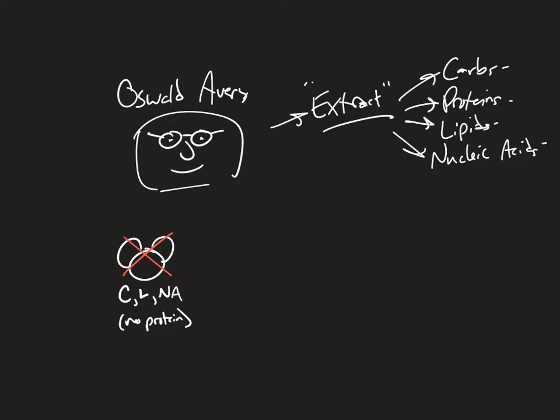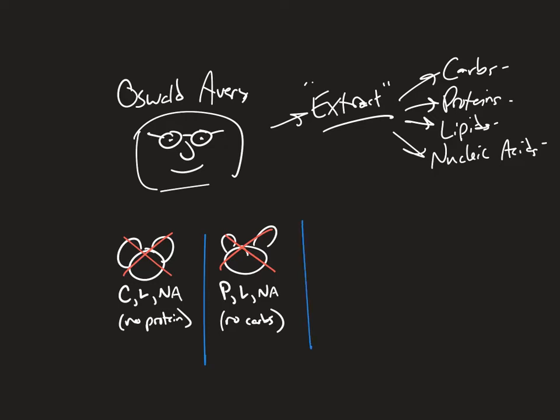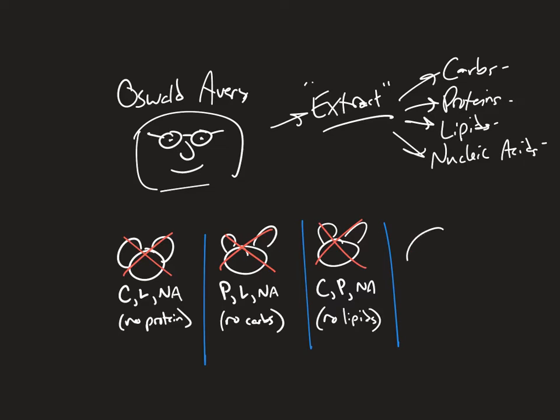So he tries something different. All right, now takes another mouse. He hits this one with proteins, lipids, nucleic acids, but no carbs. And sure enough, transformation happens. Mouse dies. So he goes on to his third approach. There's our mouse. Hits this one with carbs, proteins, nucleic acids, but no lipids. And sure enough, you still get transformation. Mouse still dies.